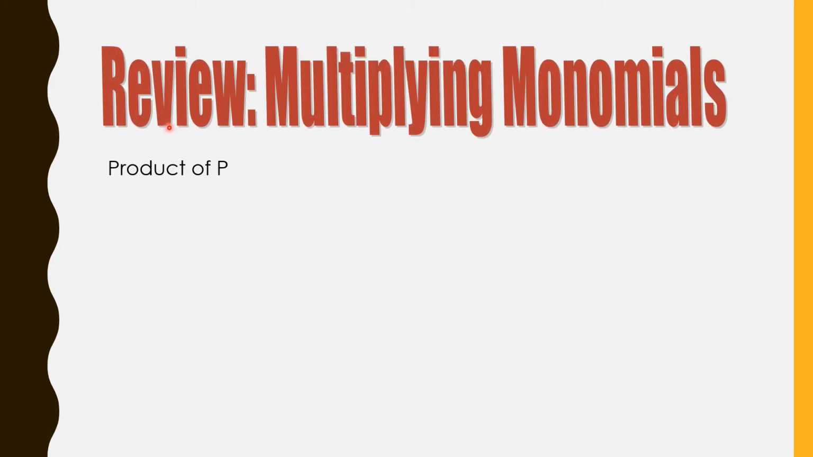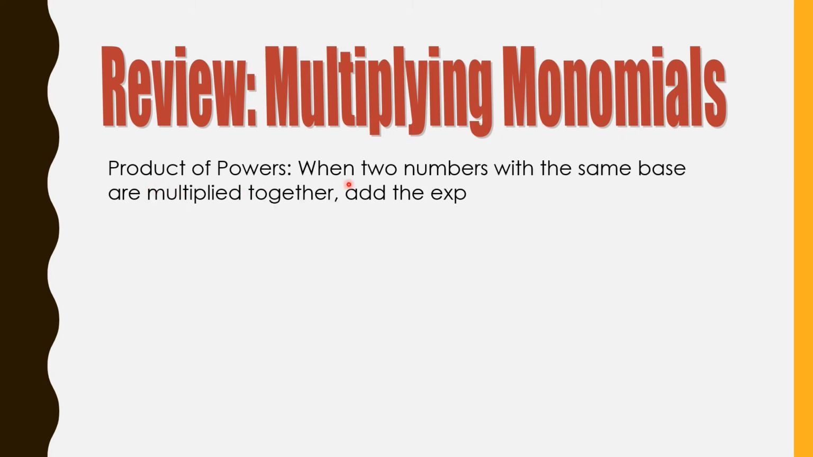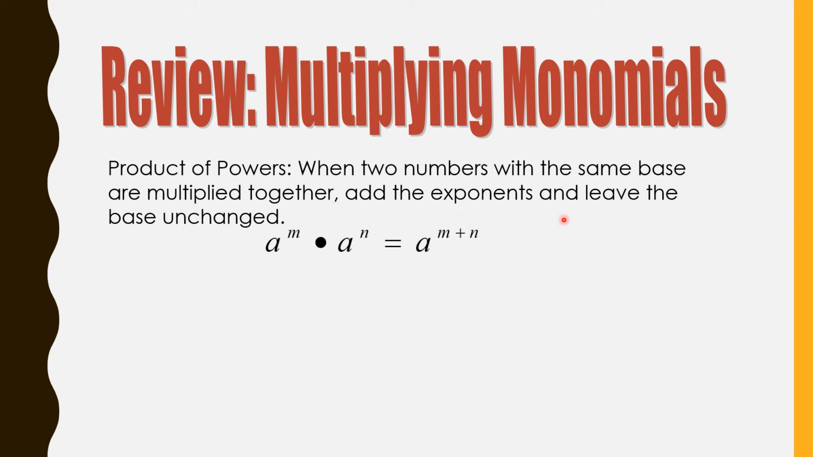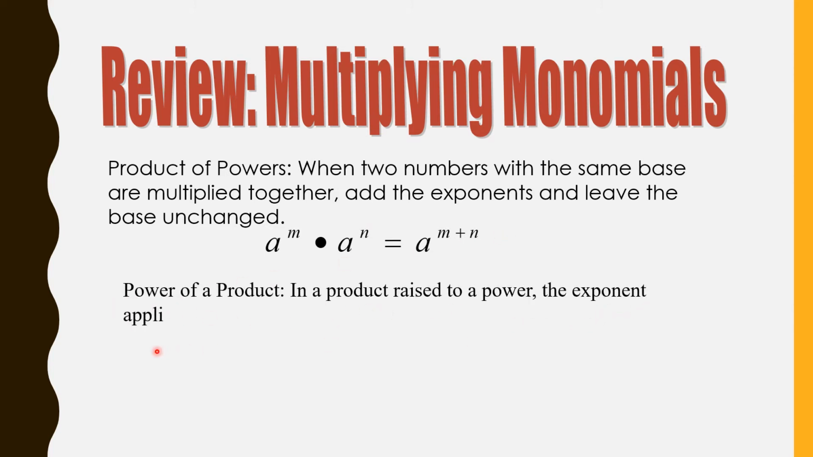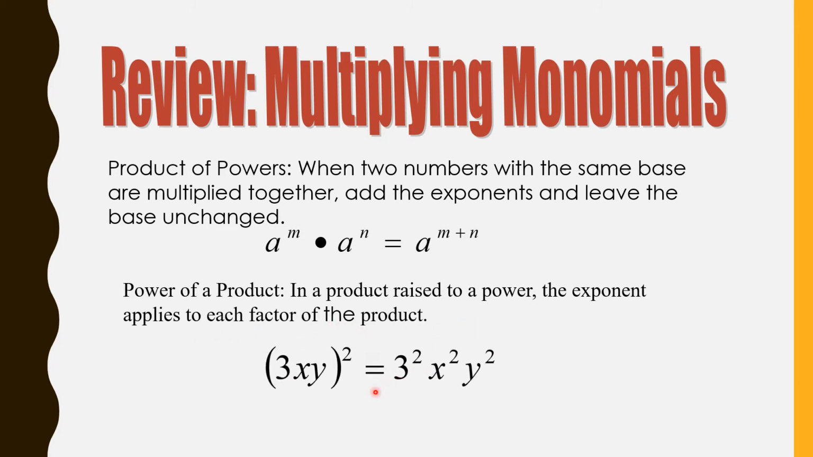And then, from the review of multiplying monomials, the review of powers: when two numbers of the same base are multiplied together, add the exponents and leave the base unchanged. So a raised to m times a raised to n is equal to a raised to m plus n. Power of a product: in a product raised to a power, the exponent applies to each factor. 3xy squared is equal to 3 squared x squared y squared. Okay?